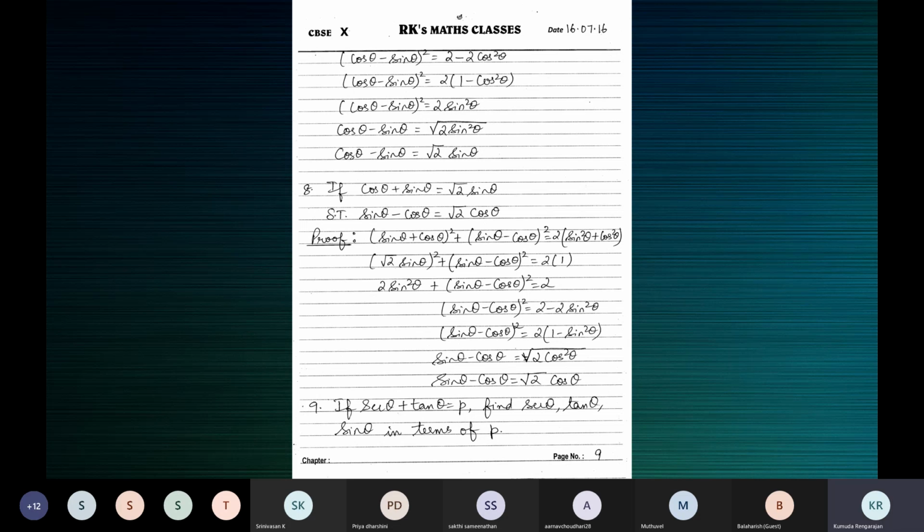So let's see if you can recall this. If secant theta plus tan theta is P, what is secant theta minus tan theta? Minus P, ma'am. What? Louder? Minus P. Who's that? P. Please think again, children.